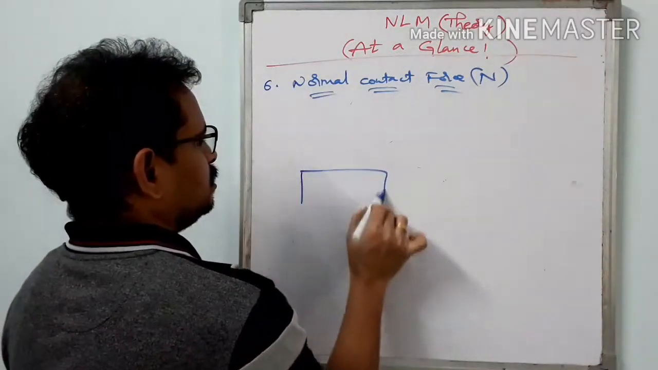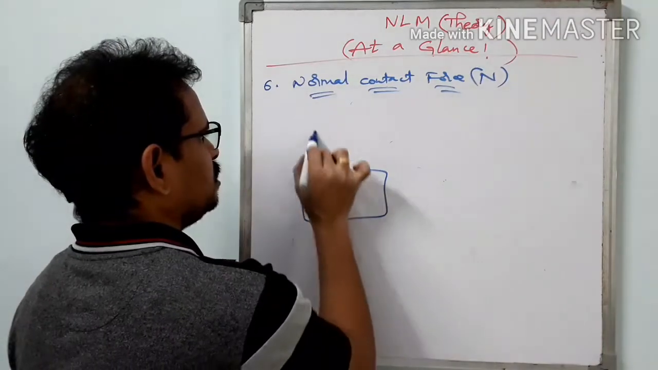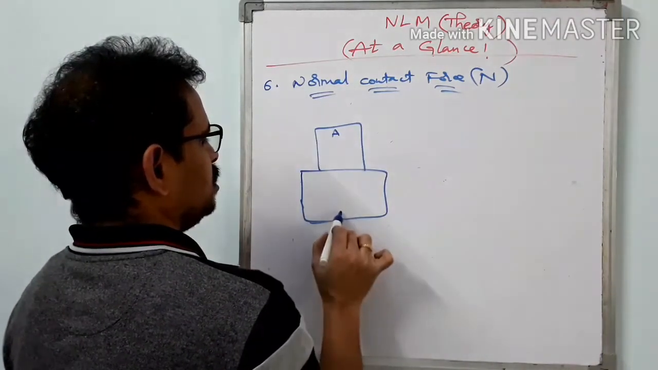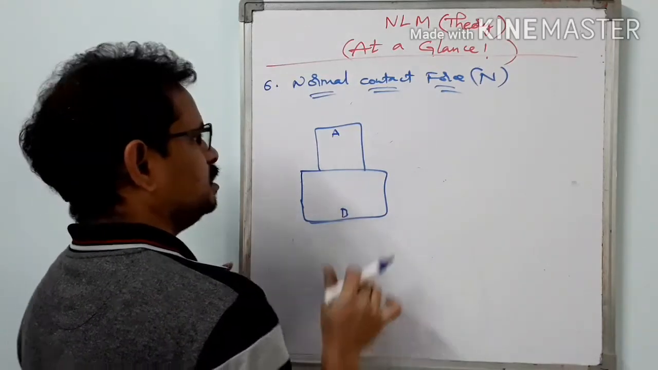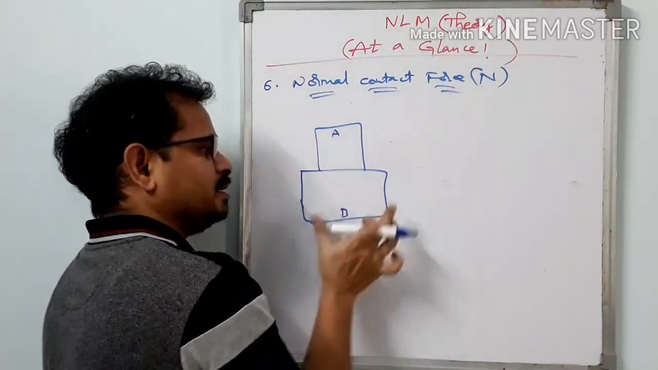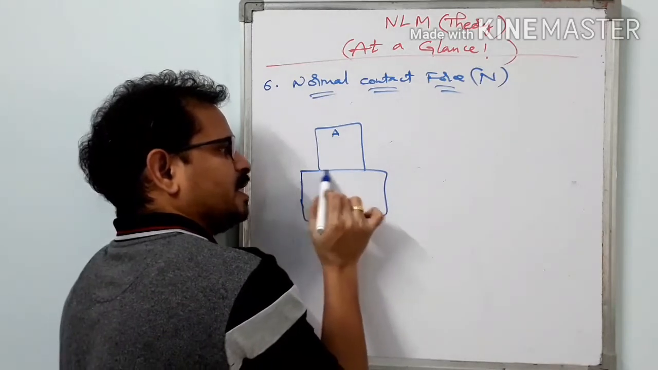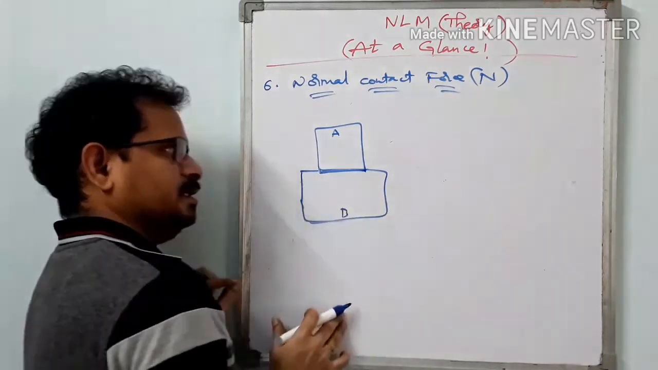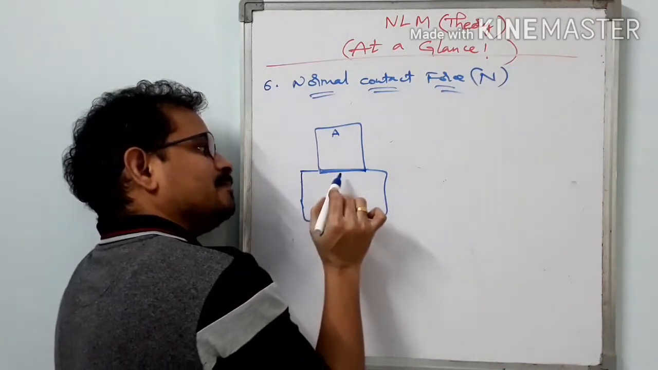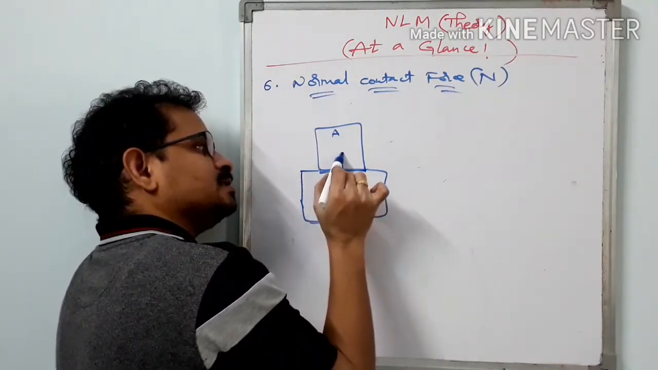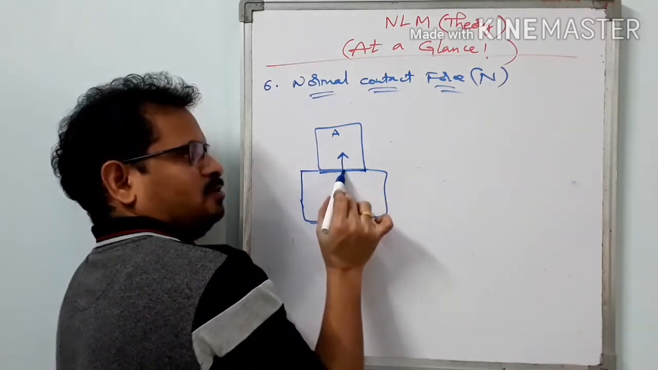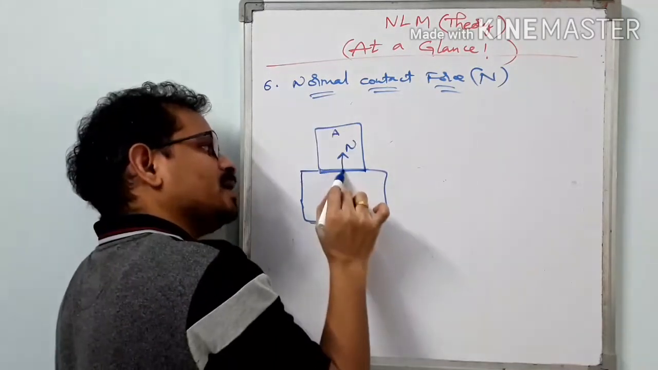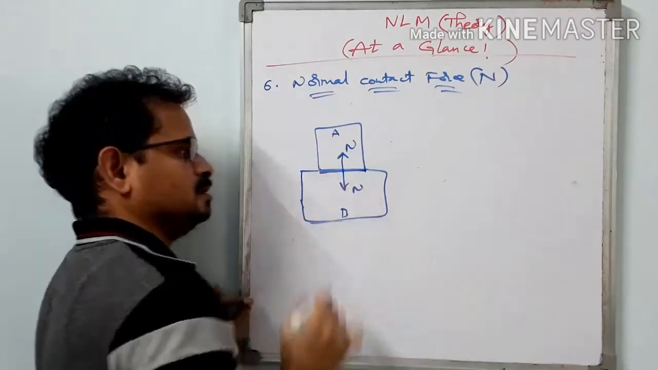For example, a block is there here and another block. This is block A, this is block B. Two blocks are there. See, block A is in contact with block B and block B is in contact with block A. And this is the plane of contact. This block B is applying a force on A like this, a force which is normal to the plane of contact. This is N. Block A also applies the same amount of force on block B.